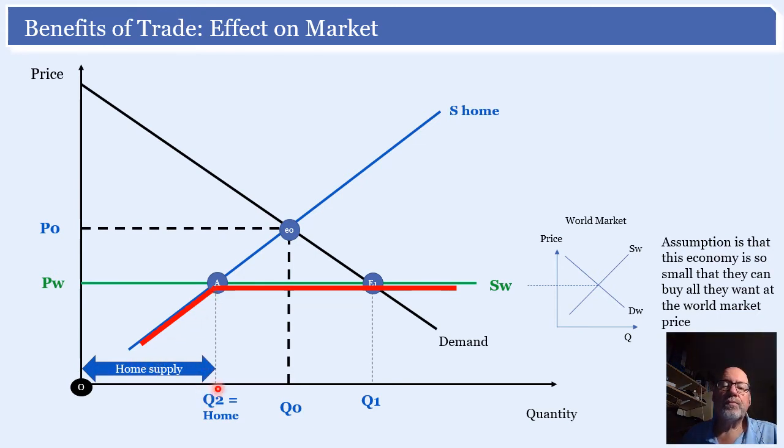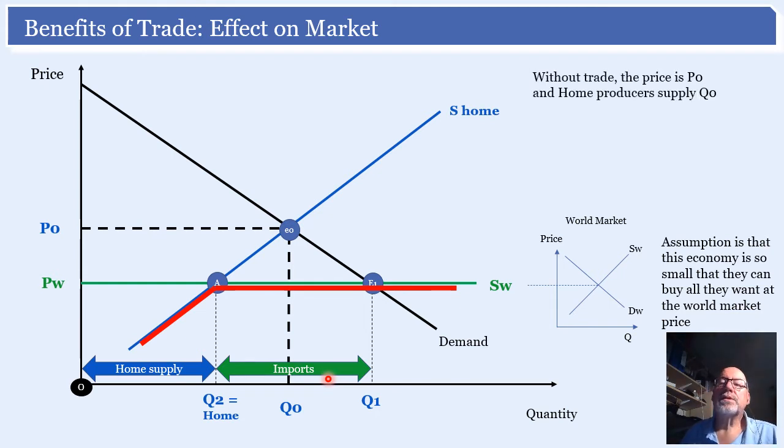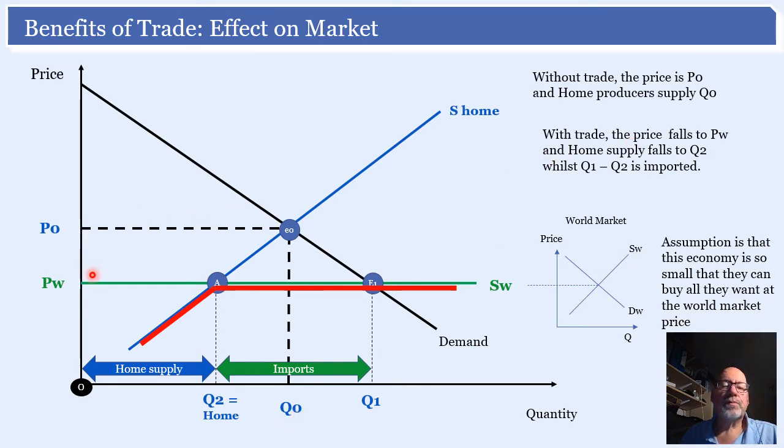But we've now got a problem, because if that is the demand and this is what we can supply at home, then the distance between here and here are going to be the imports into the market. So the effect on the market, when you look at it, is without trade the price is P0 and Q0, but with trade the price is going to fall in the market. Home supply though is going to fall, so there'll be a reduction in home supply to this point here, but this amount here is going to be imported.